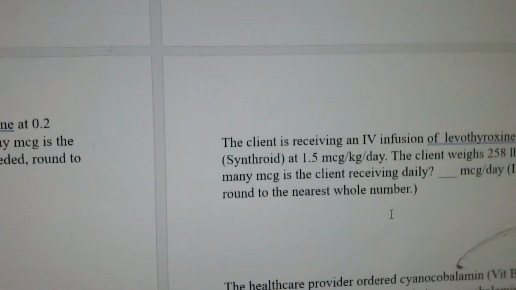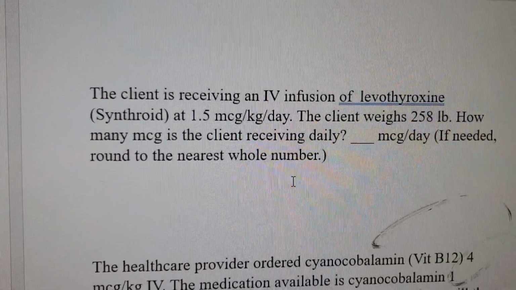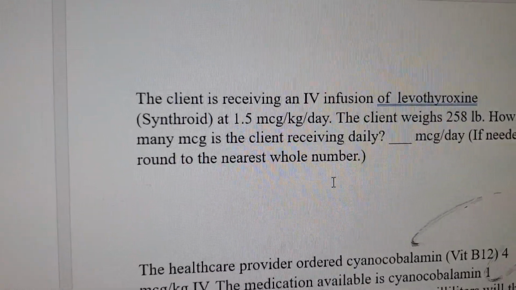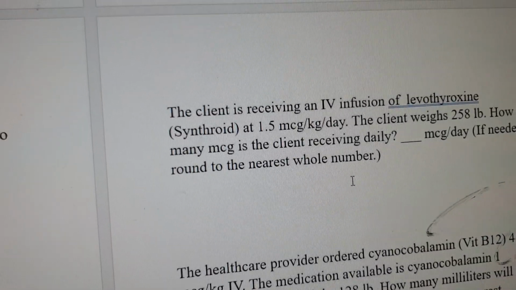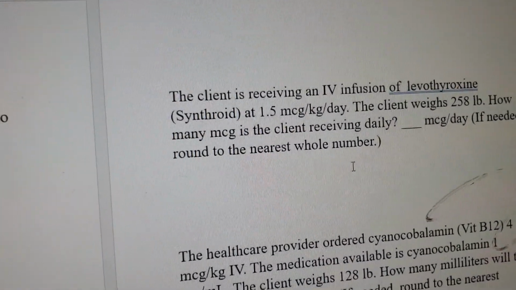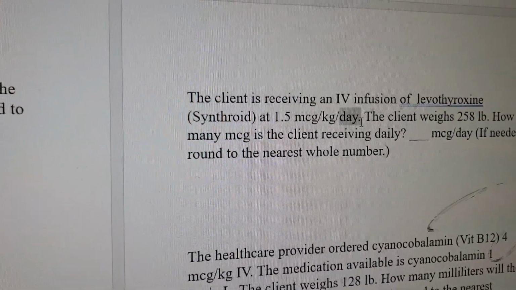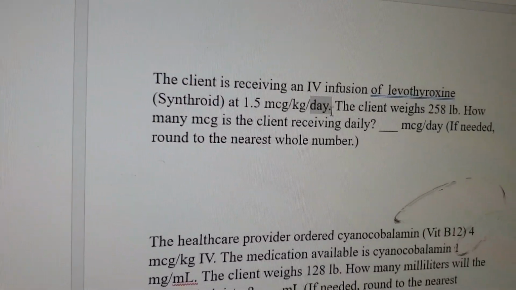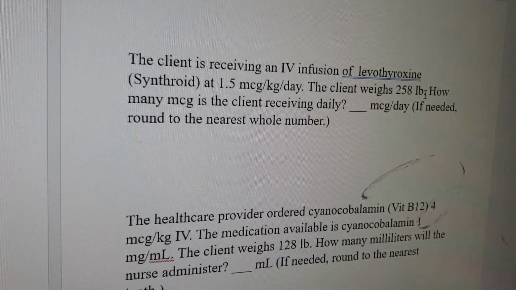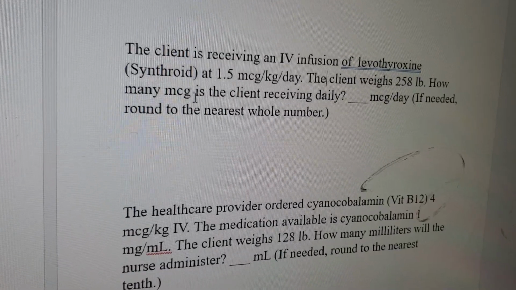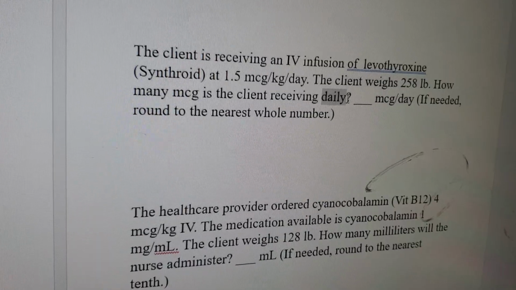Let's move on. The client is receiving an IV infusion of levothyroxine, which is Synthroid, at 1.5 microgram per kilogram per day. Now watch this. You see, we've moved from per minute to per day. The client weighs 258 pounds. How many microgram is the client receiving per day or daily?